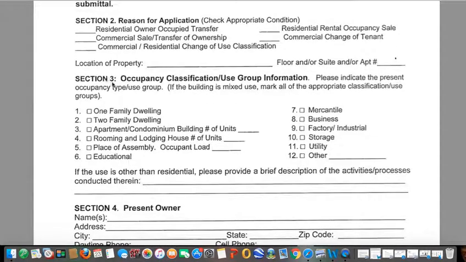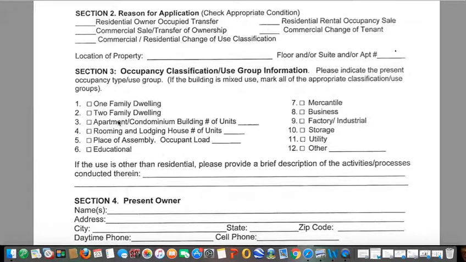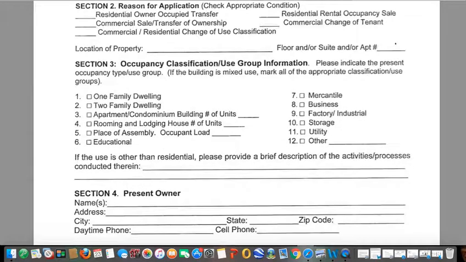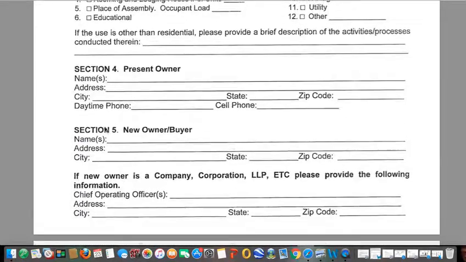Moving right along, section 3, the occupancy classification or use group information. Essentially, this question is asking, what is the makeup of the house? We only deal with one or single family dwelling, so you're going to put a check there and simply disregard the rest. Moving right along, section 4, we have the present owner.